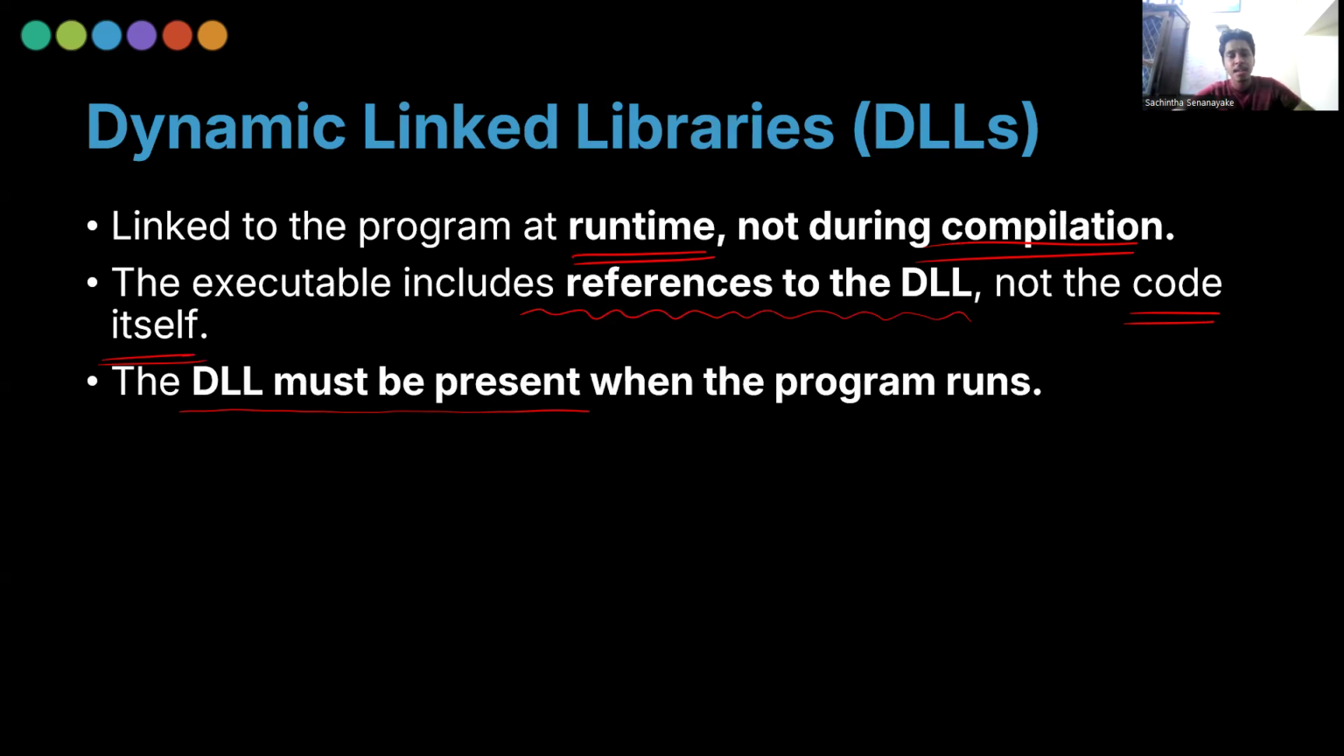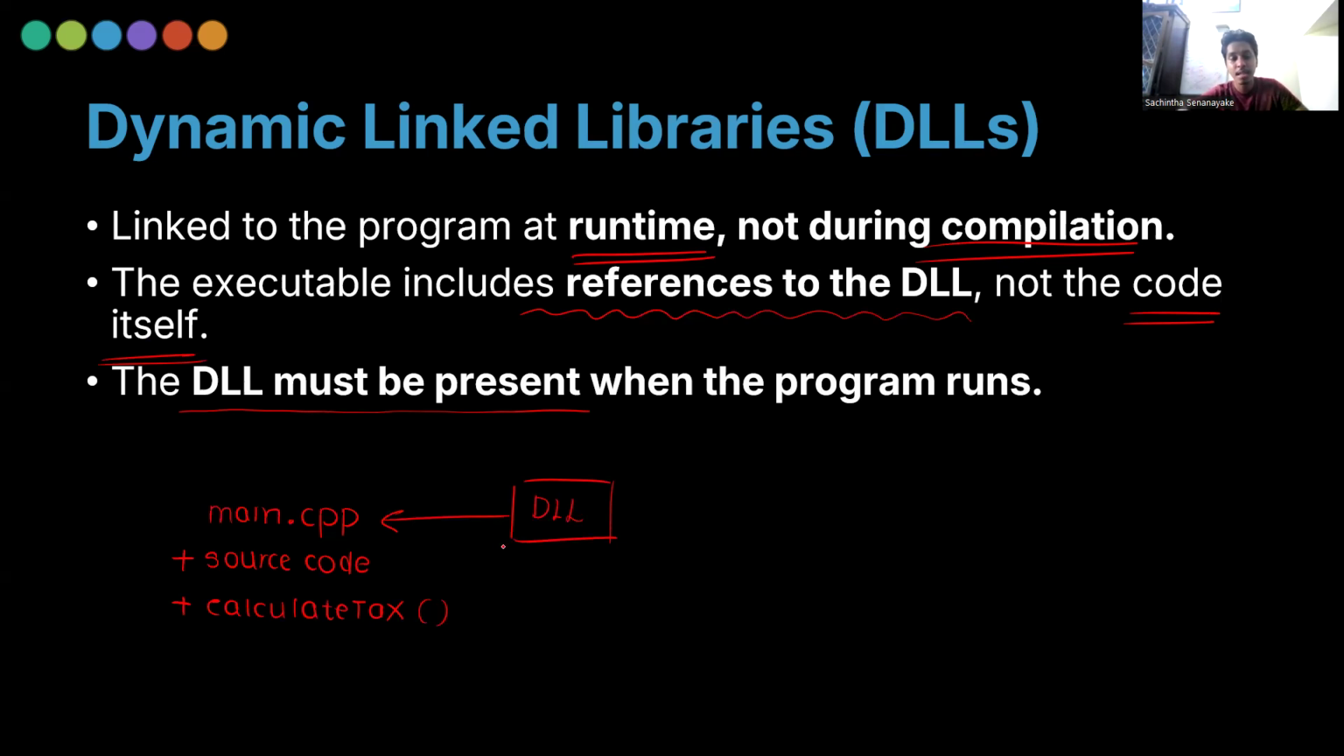Now, imagine you're writing your main.cpp program again. And let's imagine that you're still building that financial software. And here you have your source code along with the calculate tax function, but this time the calculate tax function you are calling not from a static link library, but from a dynamic link library, DLL, right? So the calculate tax function comes from the DLL. It doesn't come from a static link library. It comes from a dynamic link library.